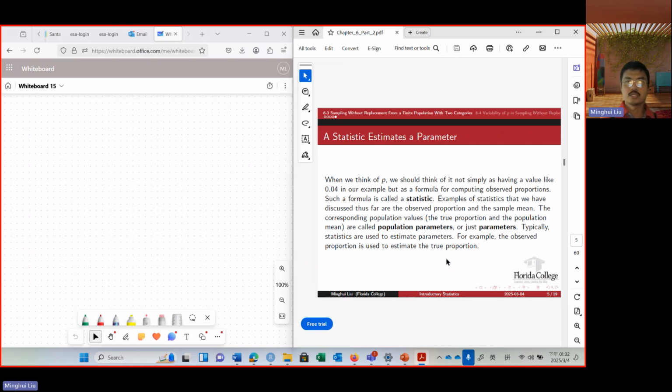And now let's introduce what a statistic is and what the difference is between a statistic and parameters. A statistic is a formula for computing the observed proportion. So something from the observed proportion is called a statistic. On the other hand, something that is talking about the population is called population parameters, or parameters. Whenever we use the word statistic, we're talking about samples. Whenever we use parameter, we're talking about the population. And typically we use statistics to estimate parameters. For example, you can observe the sample mean from a sample, that is a statistic. You use that number to estimate the population mean, which would be a parameter.